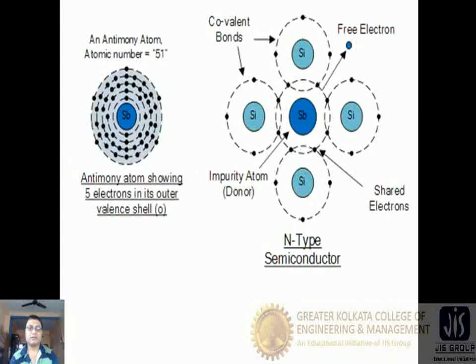On the other hand, here we can see antimony, which has 5 electrons at its outermost shell and it acts as a pentavalent element and it produces a free electron in case of n-type semiconductor. That means if we use this antimony as a dopant in a pure semiconductor, that is silicon, we can produce an n-type semiconductor. In this way, p-type and n-type semiconductors are used to build up a transistor.